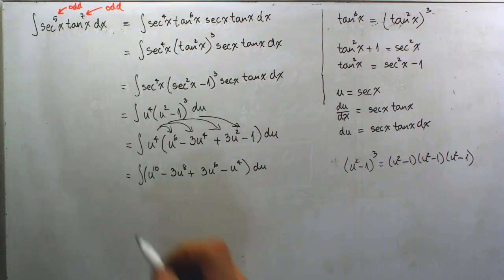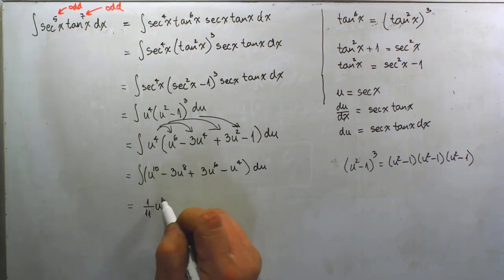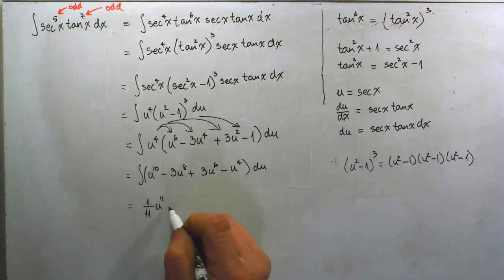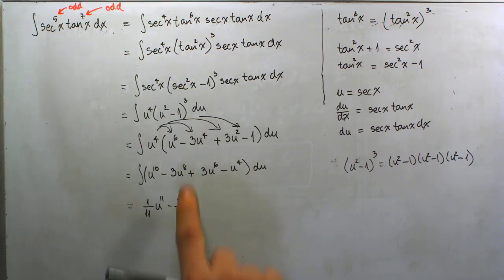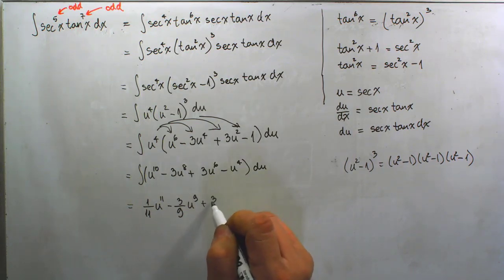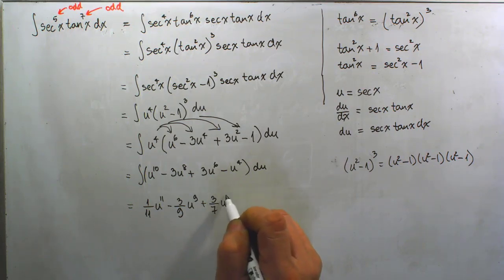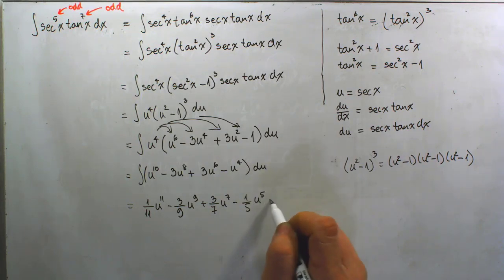All right, and so now we're just going to take the integral term by term. The first term will give me 1 over 11 u to the 11th. Next term, minus 3/9 times u to the 9th, and we can later on simplify that. Plus 3/7 times u to the 7th, minus 1/5 times u to the 5th, plus c.